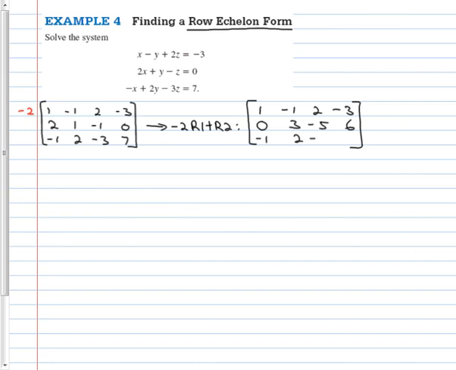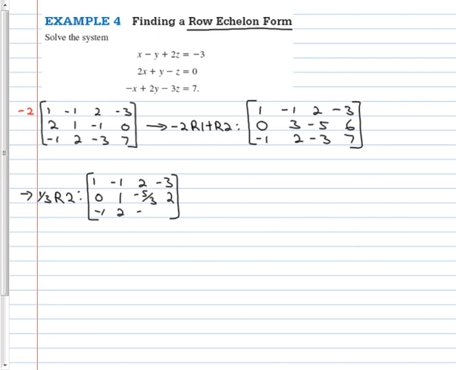And the last one I copy. -1, 2, -3, 7. Okay, the next thing I want to do, I want to get this 3 to be a 1. What will I do to make that 3 a 1? Divide everything by 3, or multiply by 1/3. So I'm going to write it as 1/3 times row 2. That's all we're doing here. 1/3 times row 2. So the first one, recopy. 1, -1, 2, -3. By 1/3, let's see, 1/3 of 0 is 0, 1/3 of 3 is 1, -5/3 and 2. Just multiplied everything by 1/3.